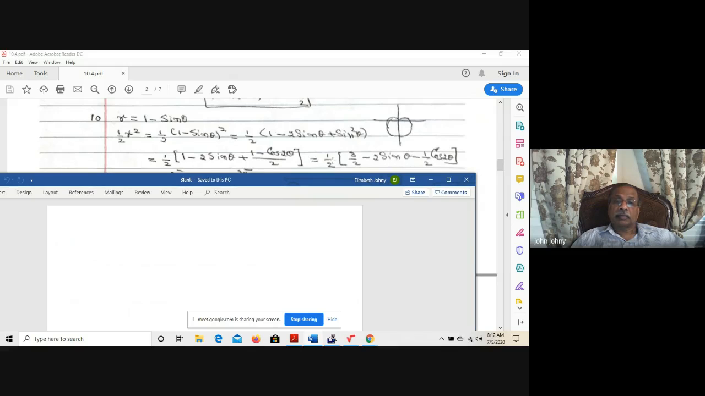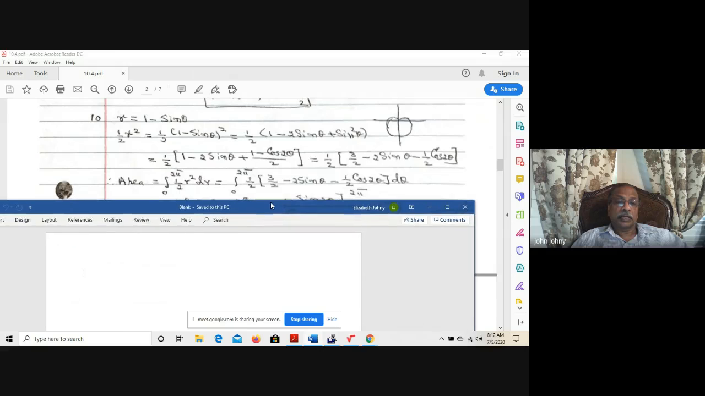That is 1/2 times, here 1 plus 1/2 is 3/2, 1.5, which is 3 over 2. So 1/2 times 3 over 2 minus 2 sine theta minus 1/2 cos 2 theta. Now you integrate. Area is integral 0 to 2 pi 1/2 r square d theta, that is 0 to 2 pi 1/2 times 3 over 2 minus 2 sine theta minus 1/2 cos 2 theta d theta.